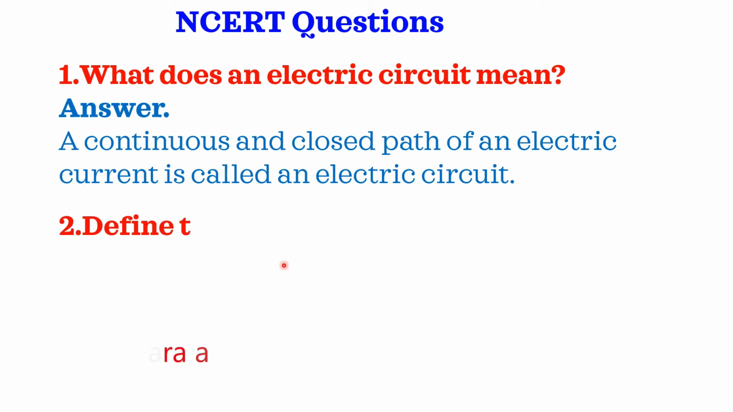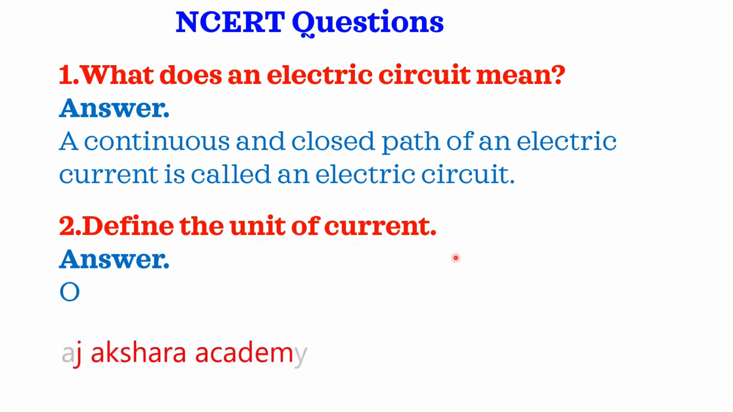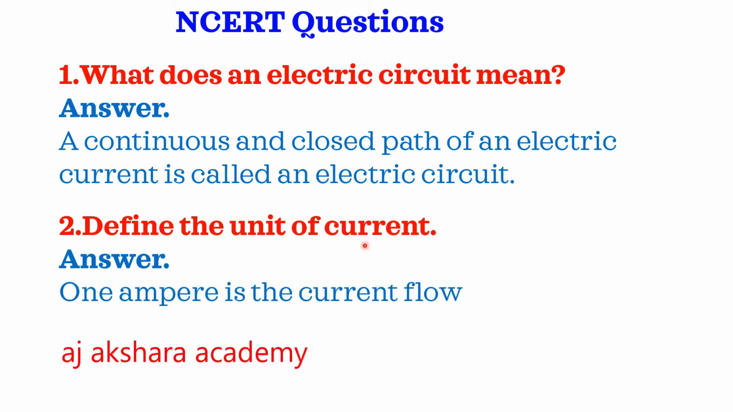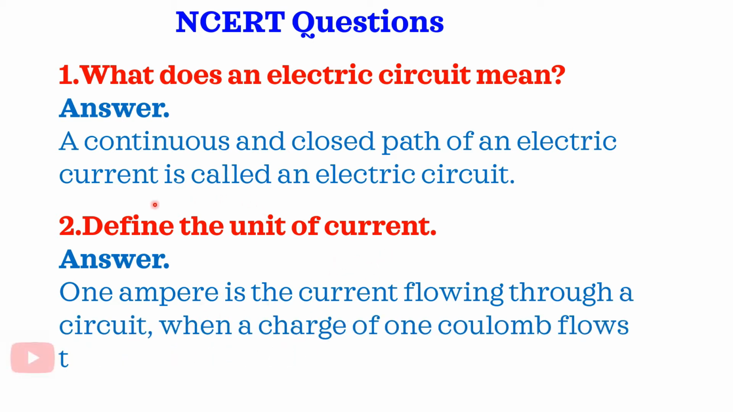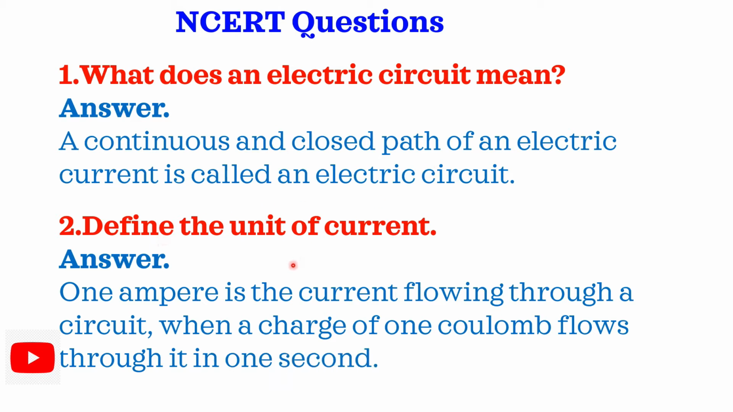Next one, define the unit of current. Here electric current is motion of electrons. Now what is the unit of current? The unit of current is ampere. 1 ampere is the current flowing through a circuit when a charge of 1 coulomb flows through it in 1 second. Here electric current is denoted by letter I. I is equal to Q by T.